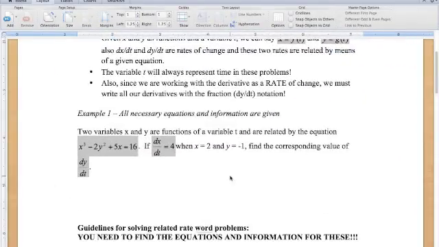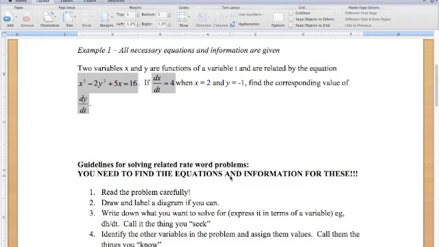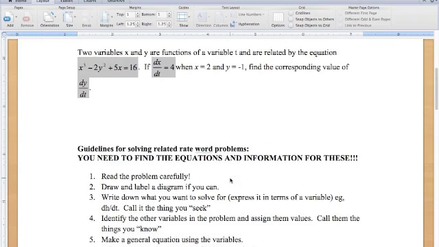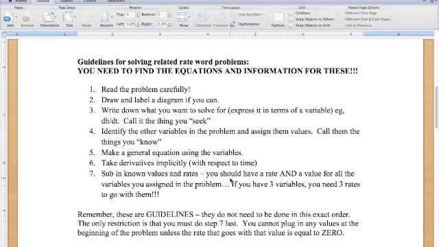Great. Now that we've gone ahead and solved for dy/dt, like I said earlier, we're going to go ahead and use these for word problems when you come to class next. So let's go ahead and read through these together. These are, again, just guidelines for solving the word problems. You'll need to find the equations and the information when you're doing them.